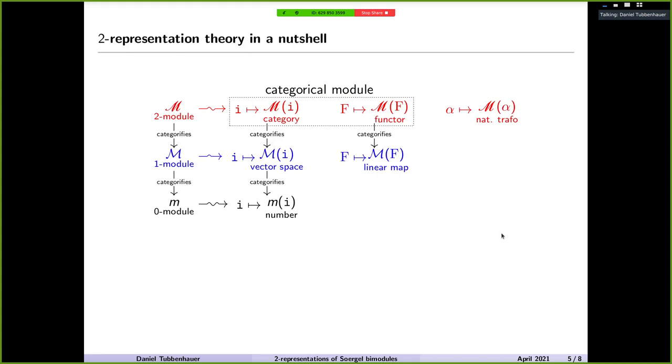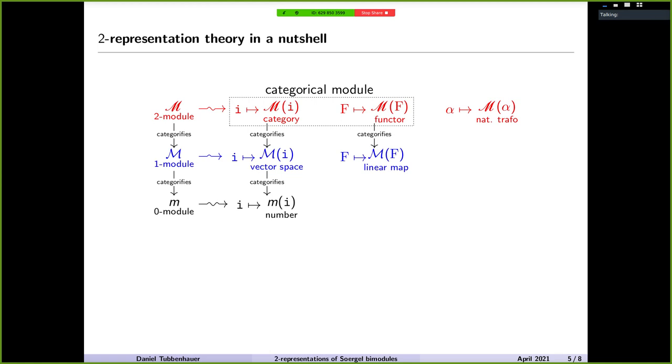If you don't know what 2-representation theory is, here's basically the picture you should keep in mind. I will give you an explicit example in a second, but basically a 2-module or a 2-representation is a categorification of a module, and secretly you have a 2-category, like an algebra is secretly a one-category where you can take your primitive idempotent and split it into an idempotent inversion, for example. So secretly, representation theory is writing down a functor.